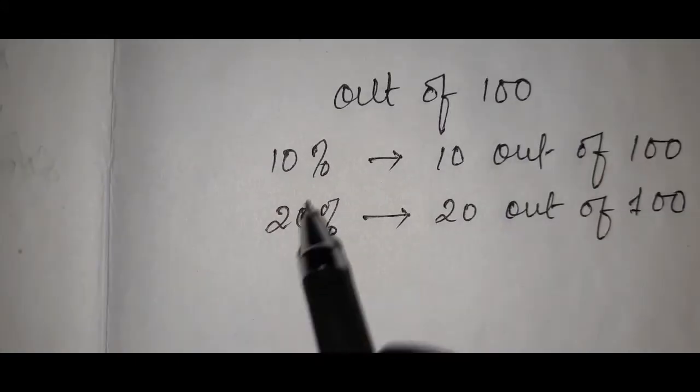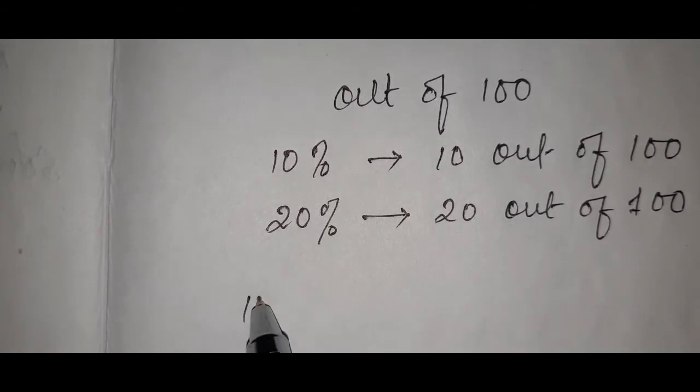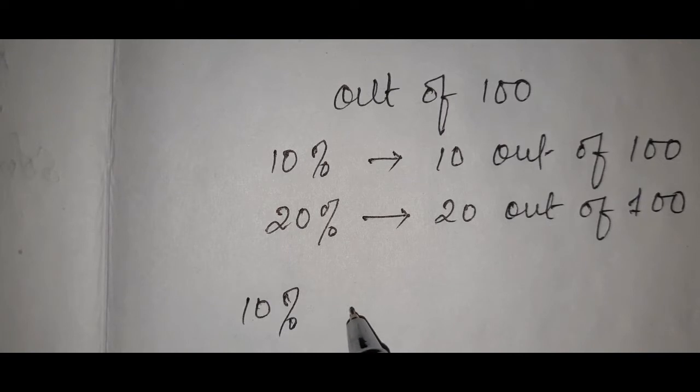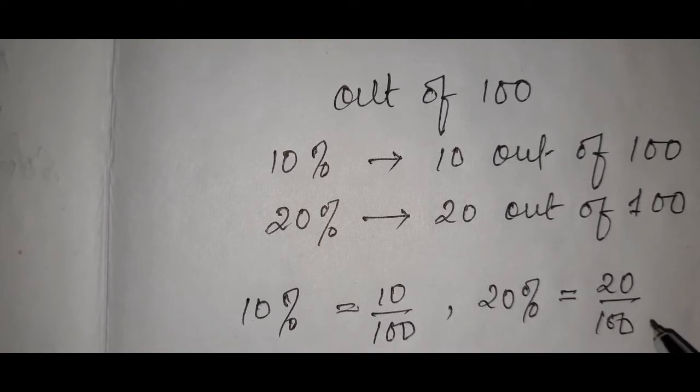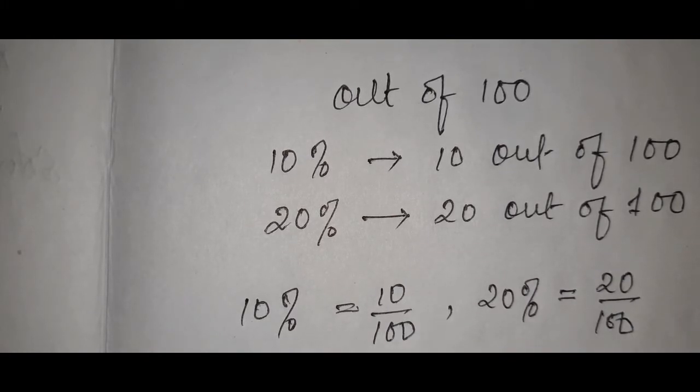Okay, so this 10%, we can write it as 10 by 100. Similarly this 20% we will write as 20 by 100. So that is 20 out of 100, 10 out of 100.